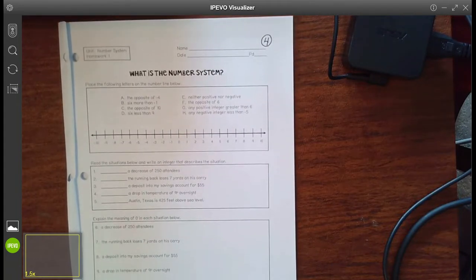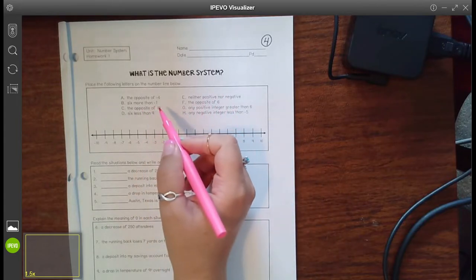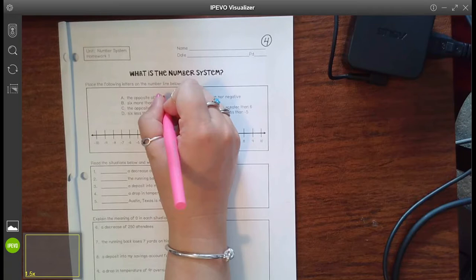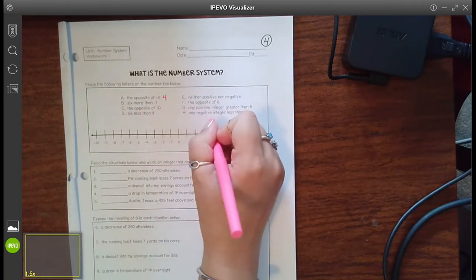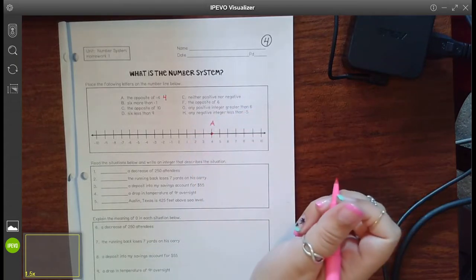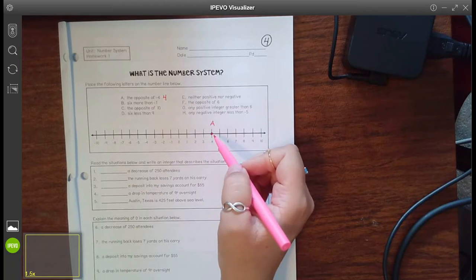Okay, so first off, at the top, it wants you to place the following letters on the number line. So if you start with the opposite of -4, what's the opposite of -4? It's 4. So at 4, I'm going to draw a dot and place the letter A above it. There's not that much work to show for this one. All you need to do is put what the actual answer is and then plot it here.